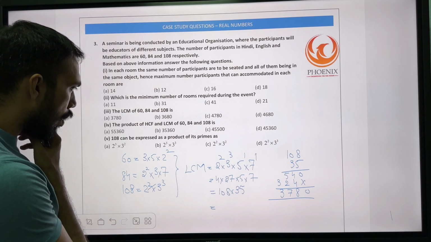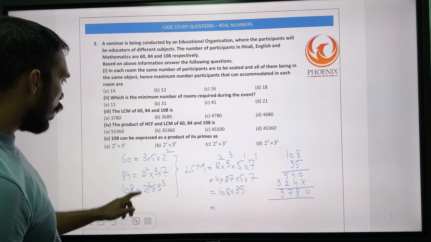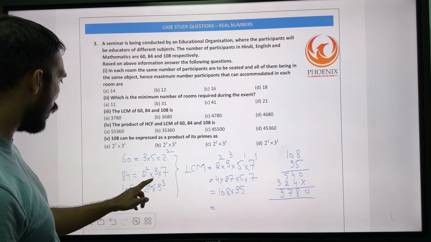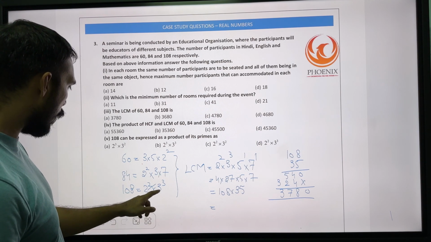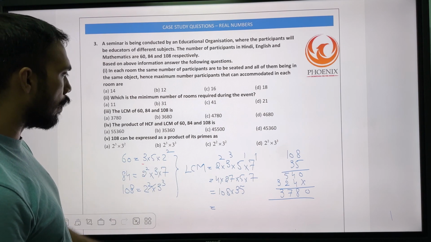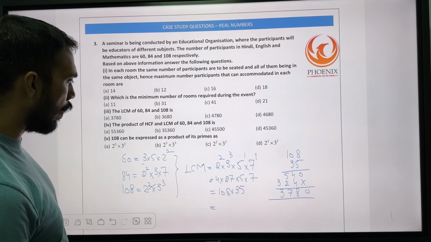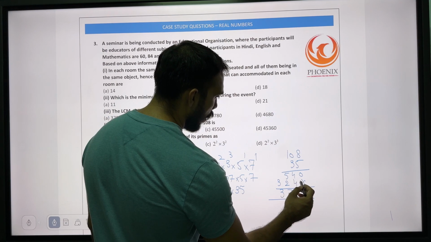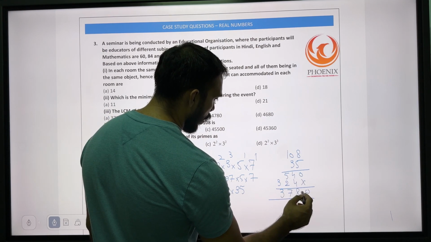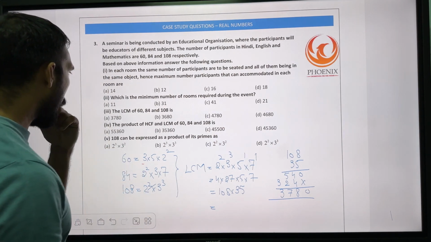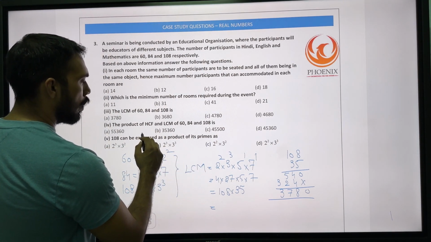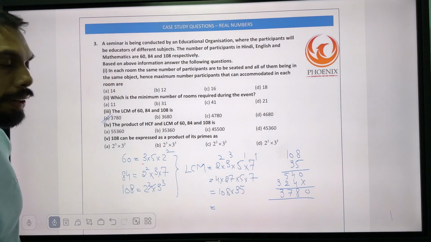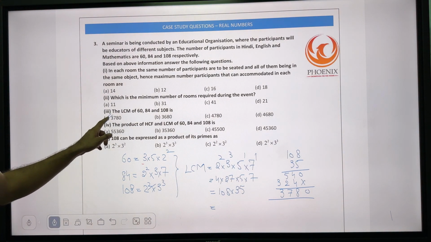Is there some mistake or not? 3 to the power 3 we have. 2 to the power 2 we have over here. 5 to the power 1 and 7 to the power 1. So let's write down the multiplication. And okay, I'm looking at the wrong option. So 3780, A is the correct answer. So A is the correct option over here. I just verified the entire solution. So for the third part, 3780 is the answer.